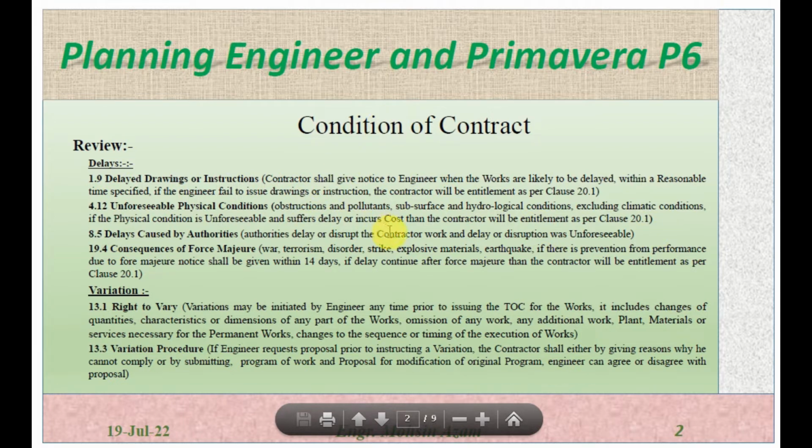If the authority delays or disrupts the contractor's work and the delay and disruption was unforeseeable, then the contractor will be entitled as per subclause 20.1 for the extension of time and for the cost.